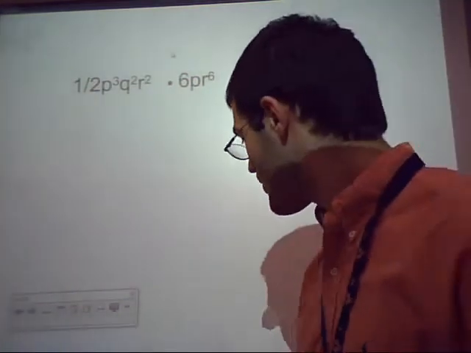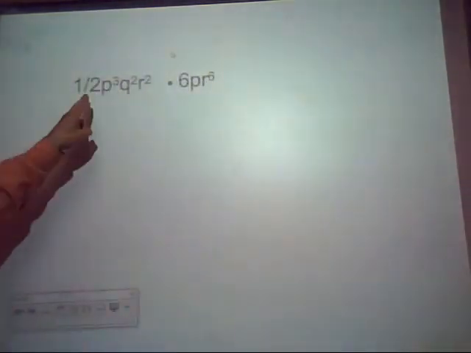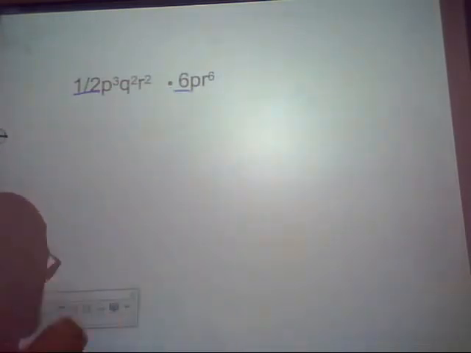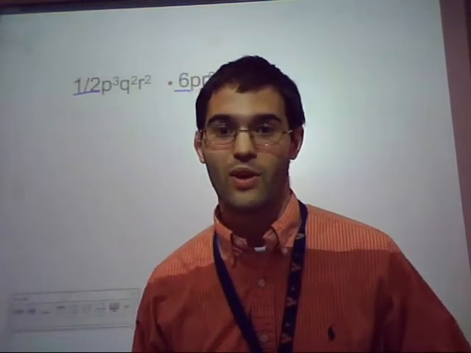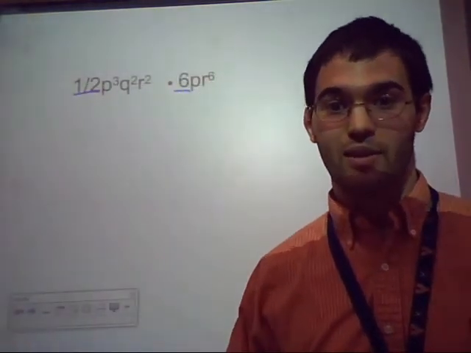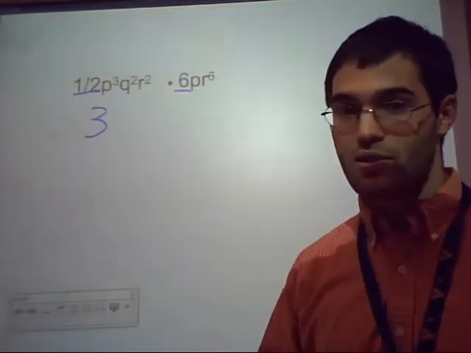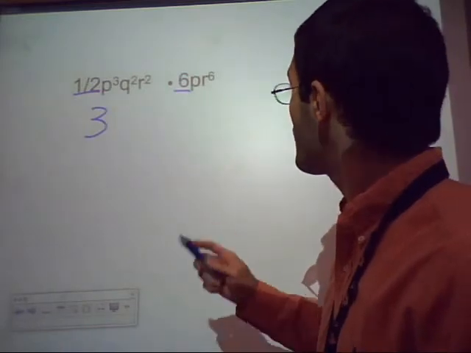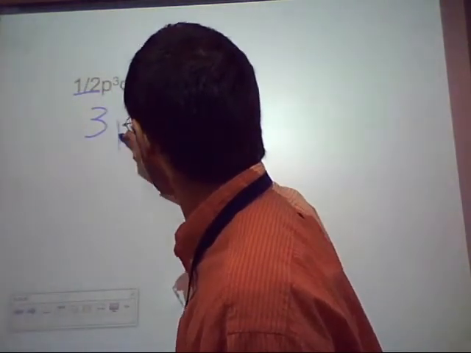All right, let's go ahead and go over this problem. First, we're going to multiply the coefficients. 1/2 times 6. Well, what's 1/2 of 6? If you have 6 pencils and I take half of them, there's 3 left. So 1/2 of 6 is 3. My first base is a p. So I write down my p.